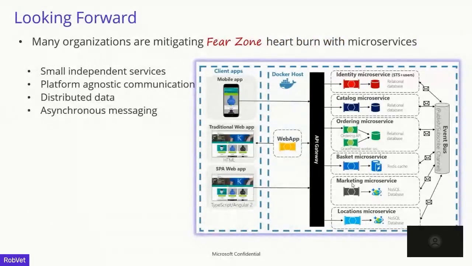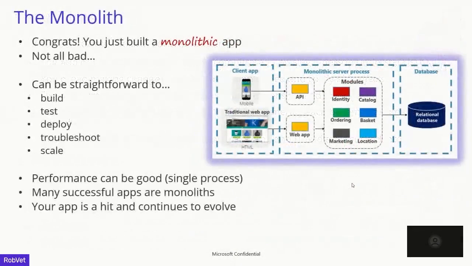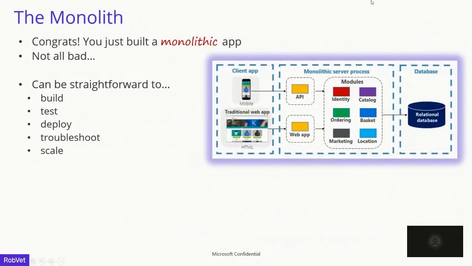So looking forward, many organizations are mitigating or looking at mitigating the fear zone heartburn with an approach of building applications in microservices. So kind of overlay this picture right here. Let's go back for a second. So here's what we did build. We said we're building a new application. We have this big monolithic server process. We have catalog module, basket module, marketing module, all running together, right? What if we do this?